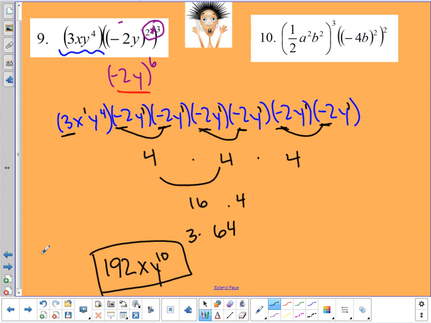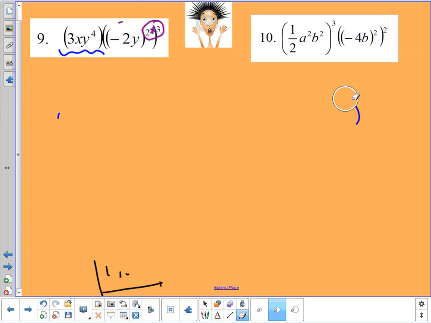Oof, there we go. All right, I am going to take care of number 10, which looks equally, if not more, messy. Let me get rid of all of this stuff. Give myself some space. So if I look at number 10, I have a couple of things going on here. I need to raise this whole first power to the third, and then I need this negative 4b to the second. So I'm going to go ahead right away and take care of this because that helps me.